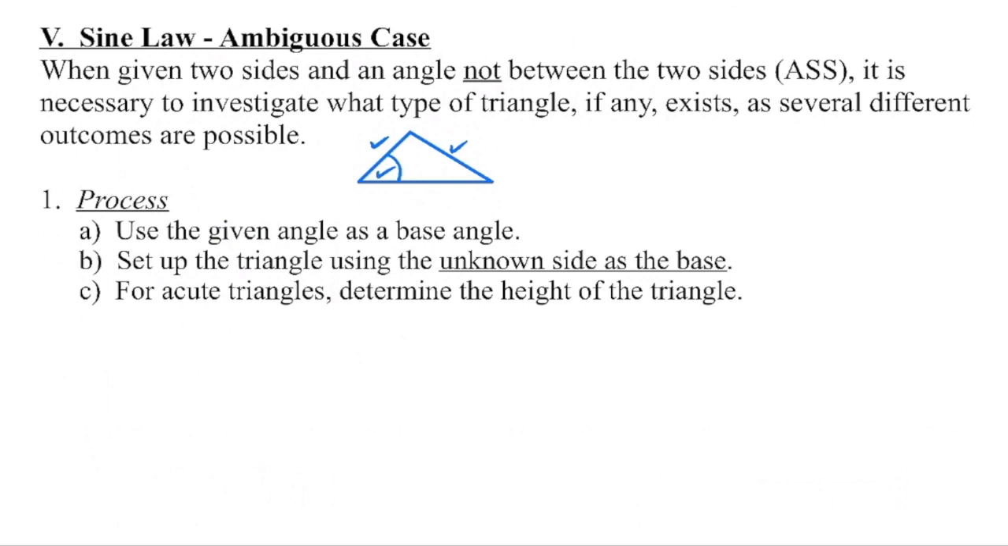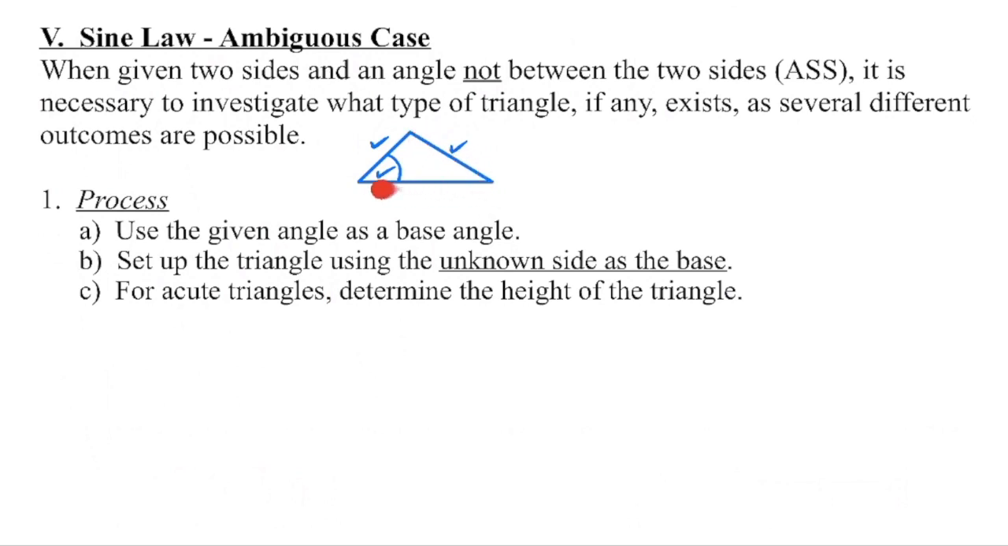So if we're using the sine law, we have to be aware different solutions may exist. We can have no solution, one solution, or two solutions. If we're given an angle, a side, and a side, start by setting up the angle that you're given as the base angle. We're then going to know the side opposite from it.